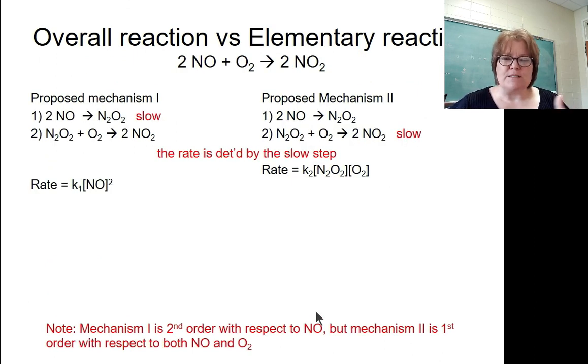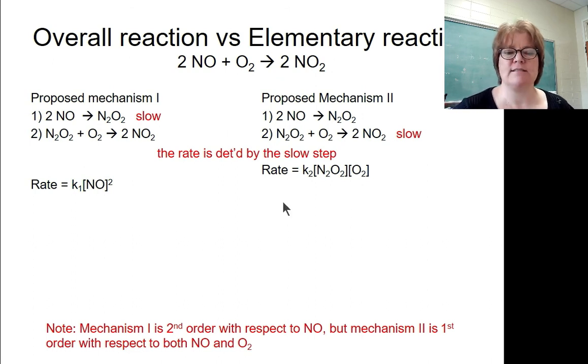Okay, so let me show you a specific example. This is a different reaction: two NOs plus oxygen makes two NO2. I have a proposed mechanism in which two molecules of NO come together and make an intermediate complex. Then that intermediate complex meets up with an oxygen molecule and splits the oxygen molecule apart, and the whole thing splits in half. So one oxygen goes with one NO and one goes with the other, and now I make two NO2s. The steps are the same, but in the first proposed mechanism, the slow step is the first one. In the second, the slow step is the second one.